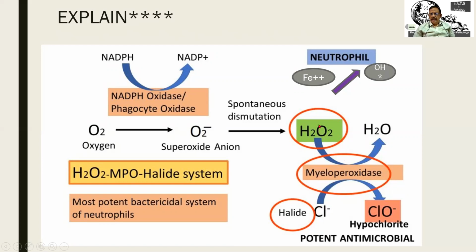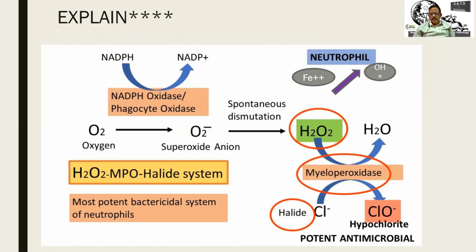At the same time, you find that hydrogen peroxide can be converted to hydroxyl ions by means of the ferrous substance within the neutrophils. So these hydroxyl ions, hydrogen peroxide, and the superoxide will be causing a tremendous amount of damage and digestion of the substance.